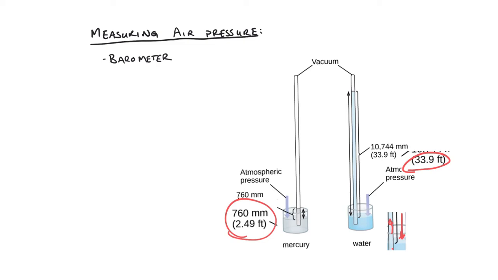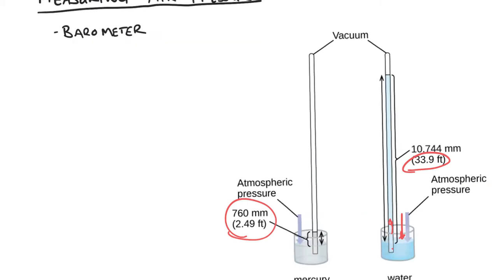And remember that this is a vacuum. This is true because mercury is so much more dense than water is. So it's so much more dense, which means it's heavier per, like it exerts more force, so it takes a higher column to measure it.